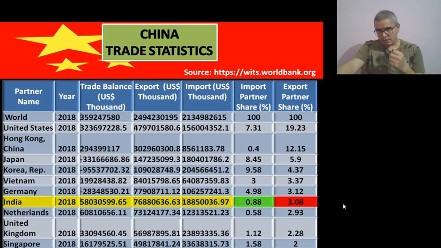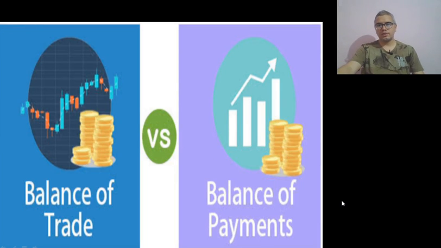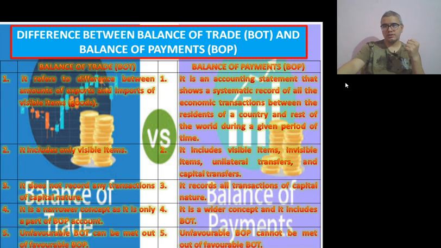Now further moving on to the topic that we have been discussing in our chapter. This is a very important topic for you all, for the boards, that is difference between balance of trade and balance of payments. Here also you will find that this question will come of 3 or 4 marks in your board questions. If it comes for 4 marks, you have to write 4 differences, and if it comes for 3 marks, you have to write 3 differences. So let us see the differences.